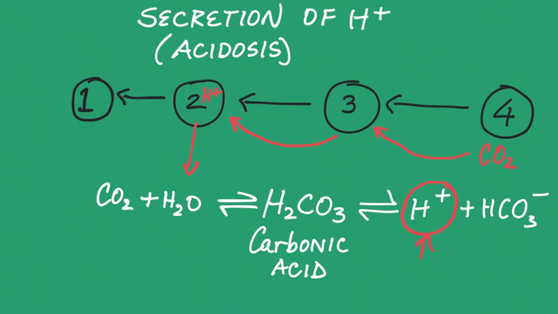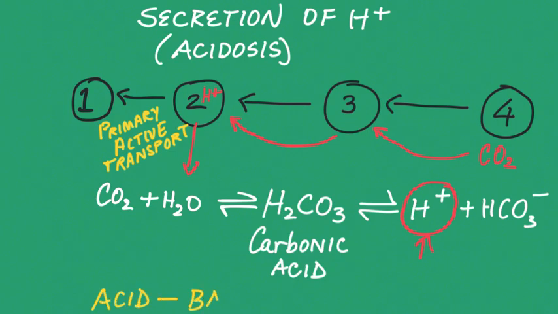So this hydrogen ion is pumped out of the tubular cell via primary active transport. And once it leaves the tubular cell and reaches the lumen, the hydrogen ions leave the body along with the urine. In this way, the kidneys are able to achieve acid-base balance.